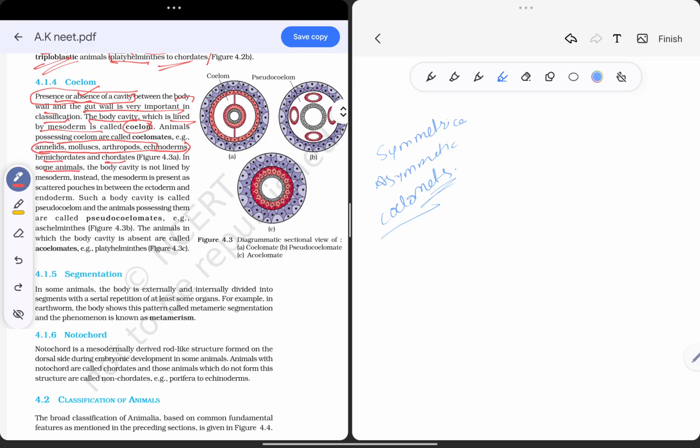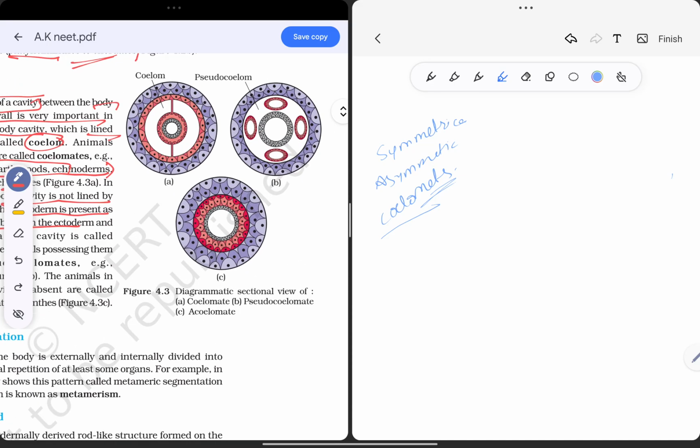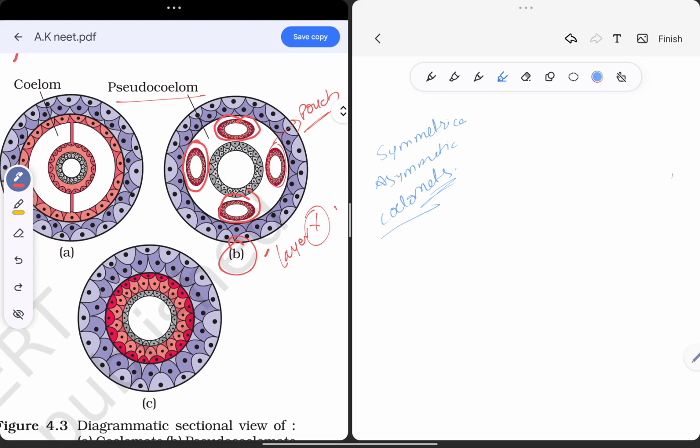Hemichordates and chordates. Some animals have a body cavity that is not lined by the mesoderm. Instead, the mesoderm is present as scattered pouches in between the ectoderm and endoderm. What he is saying is that in some cases, as you can see, this is a pseudocoelomate. This is the mesoderm. It's not present as a layer. Instead, it is like a scattered pouch instead of being a layer. That's the reason why they're called pseudocoelomates, which means false coelomates.